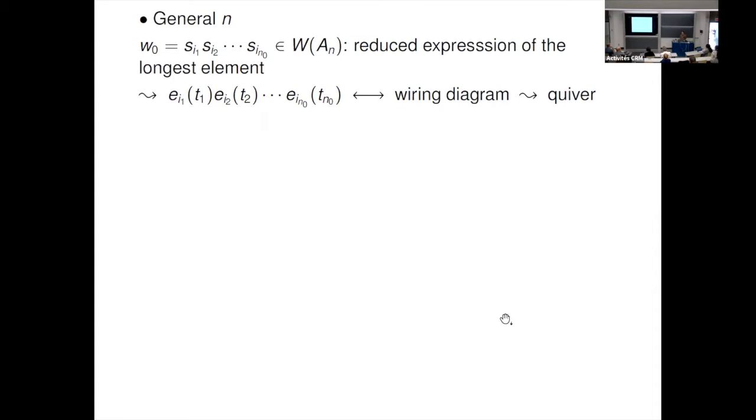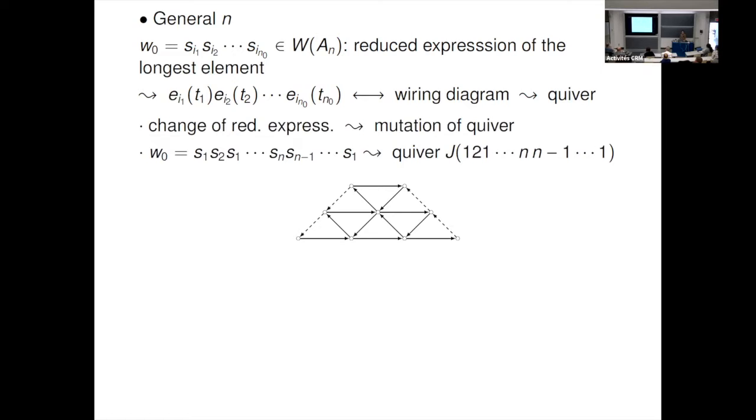So in general, first we fix a reduced expression of the longest element in the Weyl group W of A_n. By following this expression, we can make the product of elementary matrices from E_{i1}(T1) to E_{iN}(TN) like this. And we can draw a wiring diagram. And as a dual one, we get the quiver in the same way. The change of reduced expression occurs in this case as a braid relation. So every braid relation is interpreted as a mutation of quiver, and we get the parallel story in the cluster setting and in the wiring diagrams.